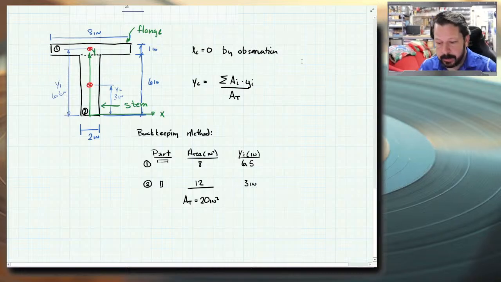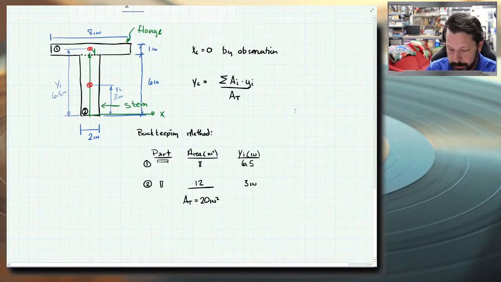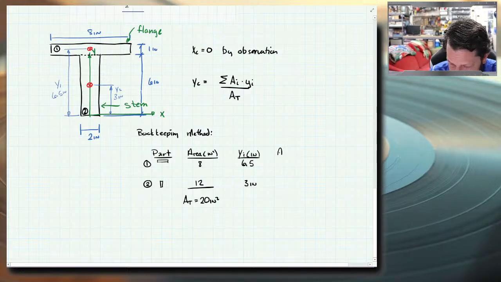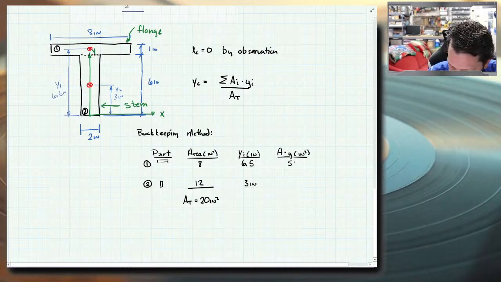Then the equation I'm solving has me multiply a times y and then add up all of those products. So a times y, the units on that will be inches cubed. It's not a volume, but inches squared times inches gives me inches cubed. Part 1 has an area of 8 and a y distance from the x-axis of 6.5. Multiply those and you get 52. 12 times 3, you get 36.